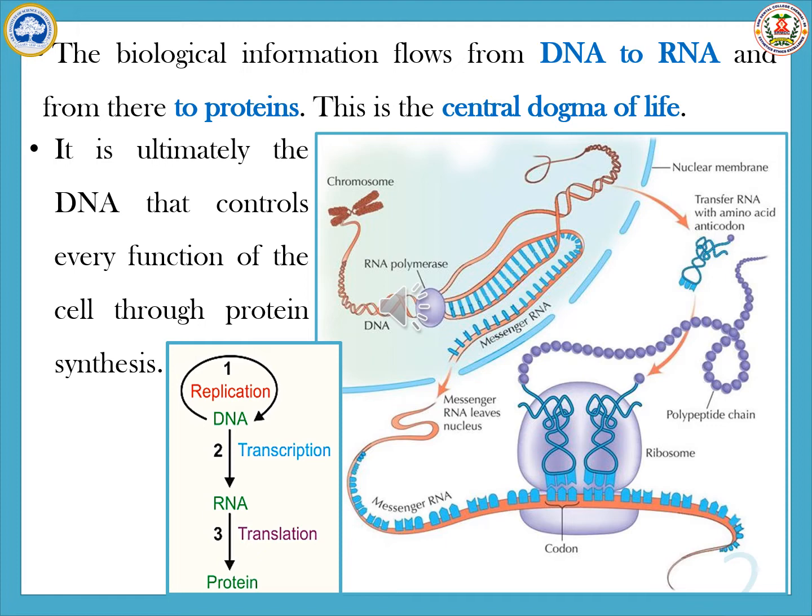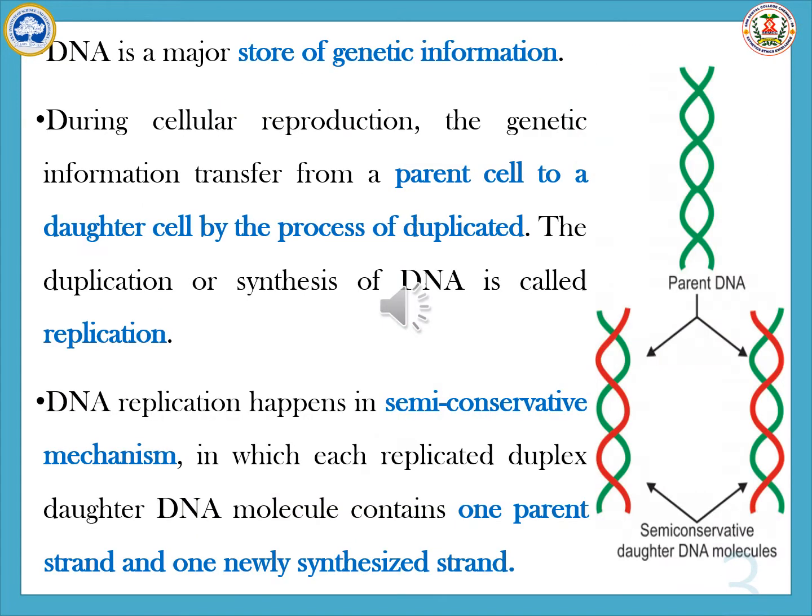The function of each cell is controlled by the information stored in the DNA through protein synthesis. So the function of each cell is determined by the DNA's information through its protein synthesis. Here you can see the picture of the central dogma of life. And we already know that DNA is a genetic information store, a major store of genetic information.